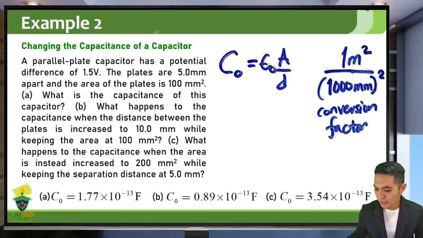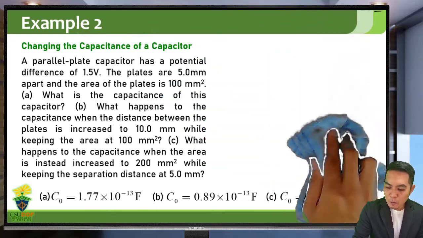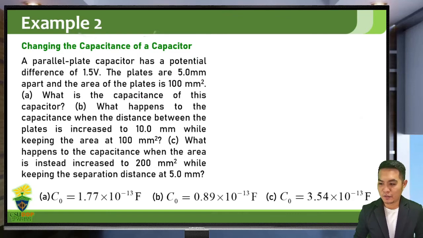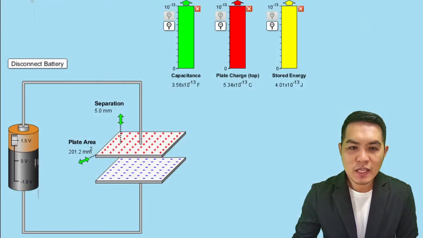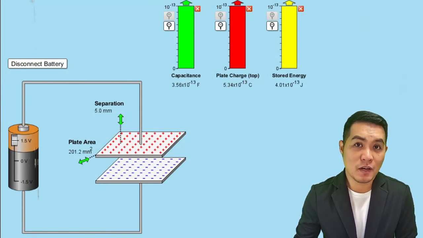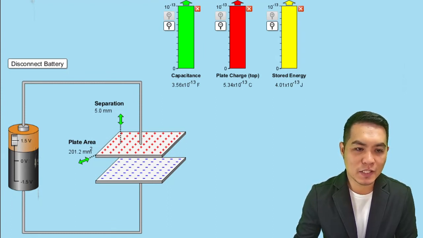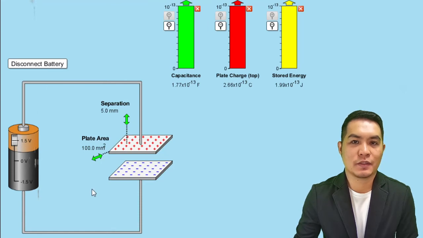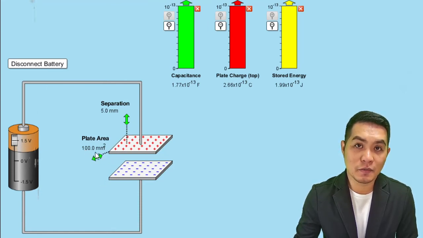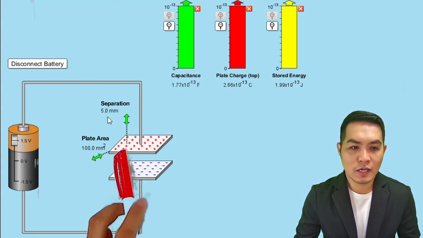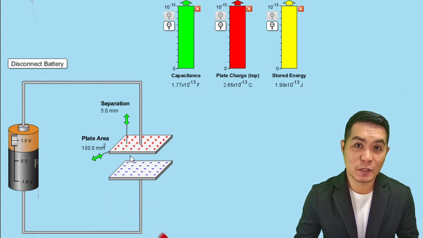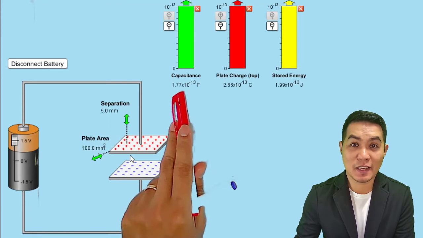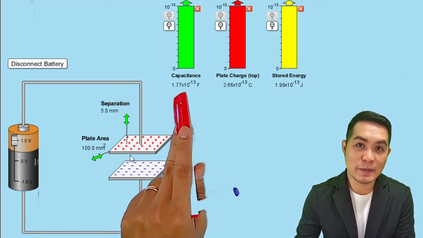So we can actually verify our answers using a PhET simulation called Capacitor Lab. You will use this PhET simulation in your virtual laboratory for this course. So in the first problem, you have a capacitor with a voltage of 1.5 volts and an area of 100 millimeters squared and a separation distance of 5 millimeters. These are the initial conditions in the first problem, letter A. And you will notice that the capacitance is exactly this. We got this exact value, 1.77 times 10 to the negative 13 farad.